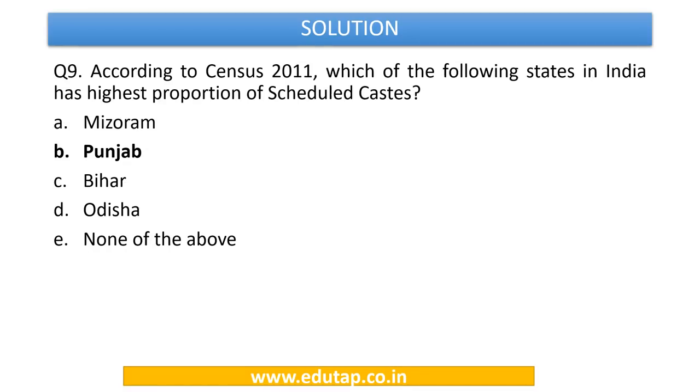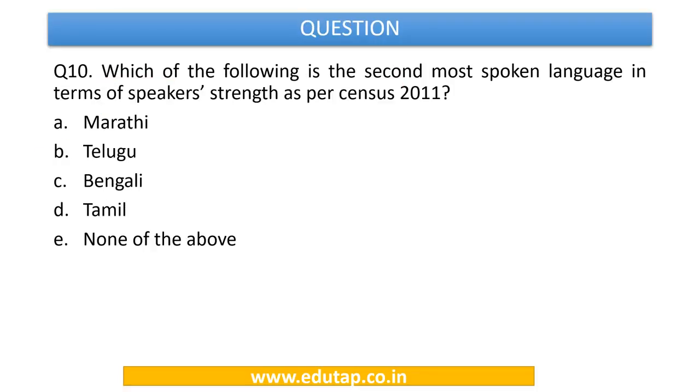So now we can easily answer this question that according to Census 2011, the state of Punjab has the highest proportion of scheduled caste in the country. So answer to this is going to be option number B. Now let's move to the next question. Which of the following is the second most spoken language in terms of speakers strength as per Census 2011? Options for this are Marathi, Telugu, Bengali, Tamil, or none of the above.